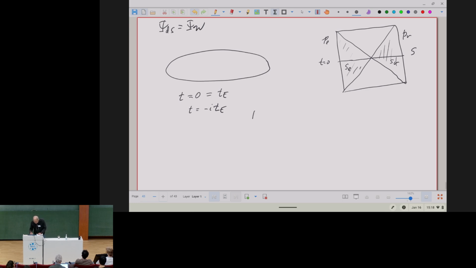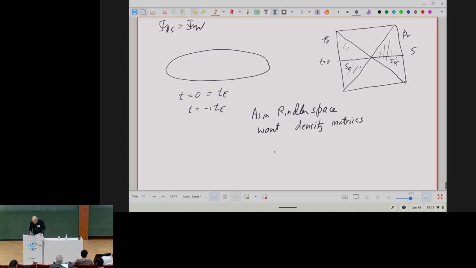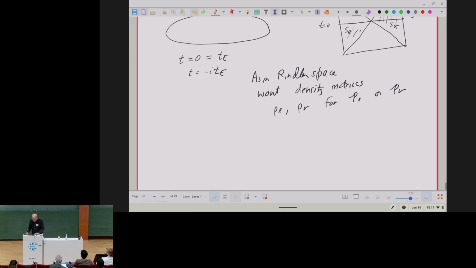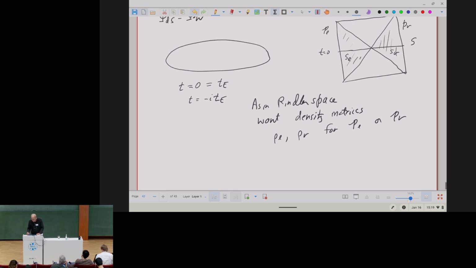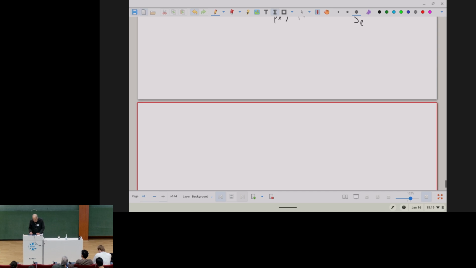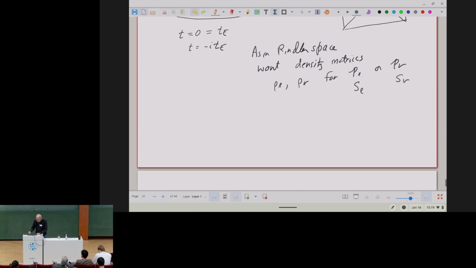Anyway, what we want to do, as in Rindler space, is construct density matrices rho L and rho R for the left or right static patches. And our setup is such that the reasoning we need to do this is exactly what it was in Rindler space. So first of all, having a density matrix for the static patch is equivalent to having a density matrix for observations on its initial value surface, SL or SR, because the static patches are the domains of dependence of the corresponding initial value surfaces. So let's think about it that way.